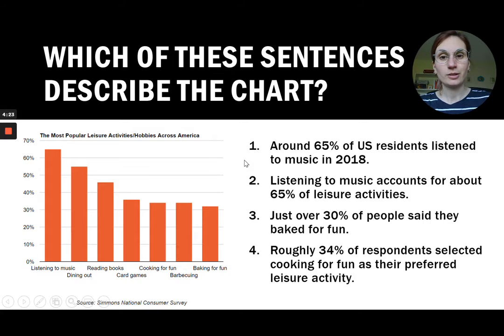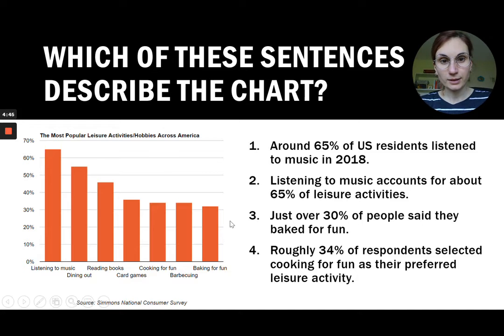So let's describe this chart in general terms. Which of these sentences here, 1, 2, 3, or 4, describe the chart? If you want to think about it, you can pause the video. And when you're ready, you can unpause it.